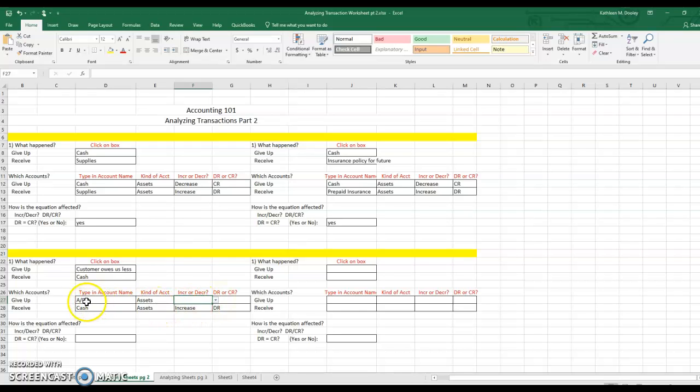Do the customers owe us more or less than they did 5 minutes ago? Well, it says it right here. The customer owes us less than they did 5 minutes ago, and so that's a decrease. We have a decrease in an asset, so that is the opposite of debit. That's a credit. We have one debit and one credit, so yes, they balance.